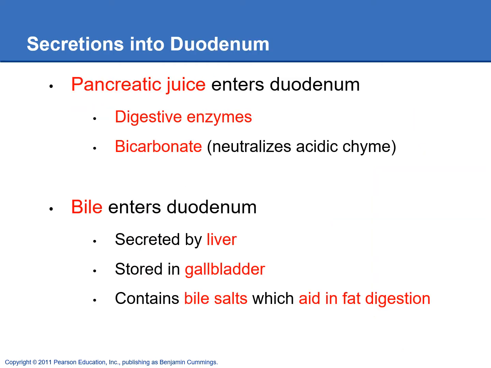Secretions into the duodenum include the pancreatic juice, which contains digestive enzymes, and also bicarbonate, which is going to neutralize the stomach acid that's coming in with the chyme. And then we're also going to be secreting bile into the duodenum. Bile is secreted by the liver, stored in the gallbladder, and it contains bile salts, which are made from cholesterol, and they aid in fat digestion. So they're going to emulsify the fat or break it into smaller droplets, which will make it easier for the enzymes to digest it.